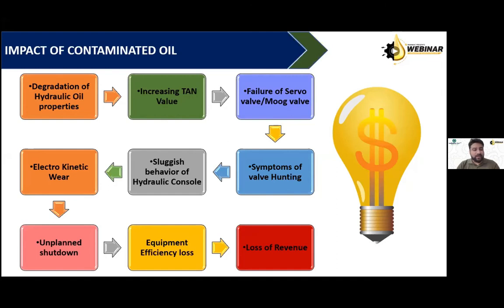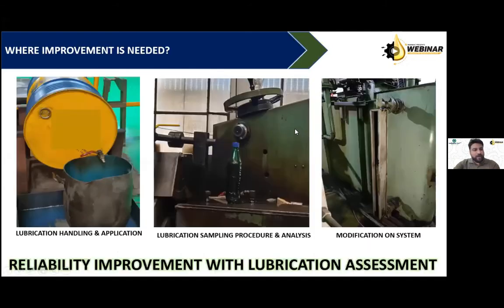So sluggish behavior of your hydraulic systems can certainly cause a lot of unplanned shutdowns. It can cause equipment efficiency loss, and thereby loss of revenue for your plant or your department. So the improvement is needed in almost all the aspects, but the first improvement is needed in the way you handle your hydraulic systems.